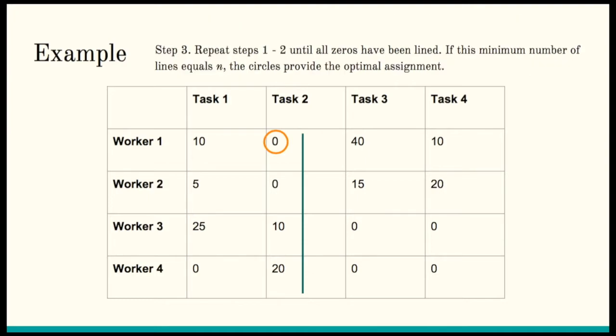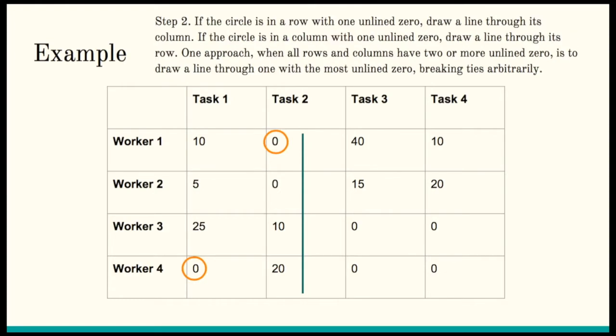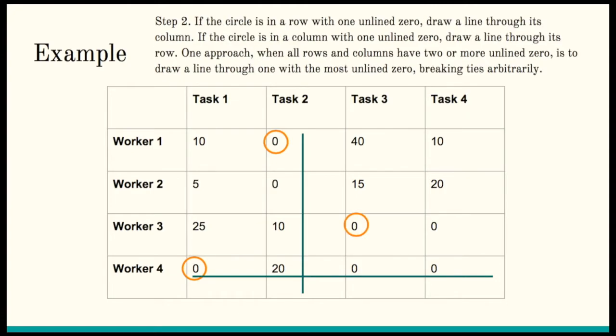Now, since not all zeros have been lined, we return to step 1. So now we need to find another row or column with only one unlined 0. Column 1 has one unlined 0, so let's circle it. This time, since the circle is in a column with one unlined 0, we draw a line for its row, and return to step 1 as there are still unlined 0s. Both column 3 and 4 have one unlined 0, so I'm going to circle the one in column 3. The circle is in a column with only one unlined 0, so we draw a line for its row. Now we have finished as all zeros have been lined.